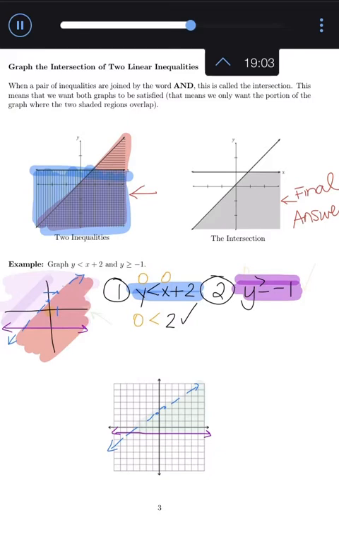Well, to do that, I have to figure out which side I'm going to be shading. Well, let's test the same point I always have. Let's test 0, 0. So we'll plug in 0 for, well, there's no x to plug in, so just 0 for y. So it ends up being 0 is greater than or equal to -1. Okay, 0 is greater than or equal to -1, so we'll actually shade the side that 0, 0 is on because it worked. That means we're going to shade the top part of that horizontal line.